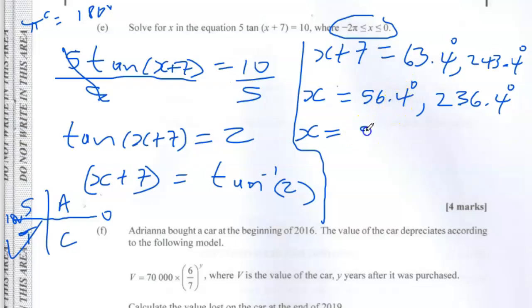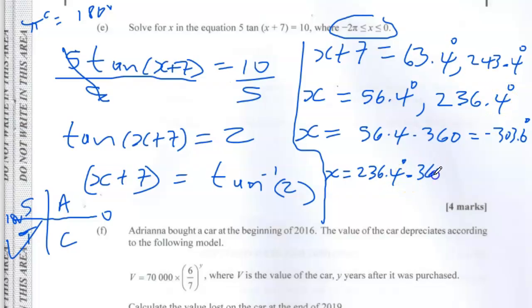So one solution will be 56.4 take away 360, and that would give you a negative value, which is negative 303.6 degrees. And to get the other angle, you subtract 360, one complete revolution, from the angle there. So 236.4 take away 360 is negative 123.6. Since I want negative values for x, these would be our solution. Alright, so that's our solution.